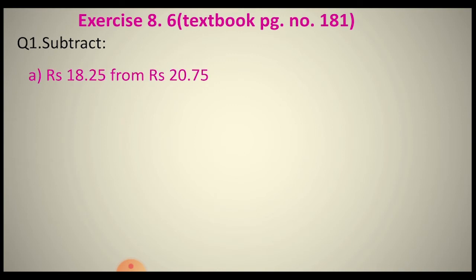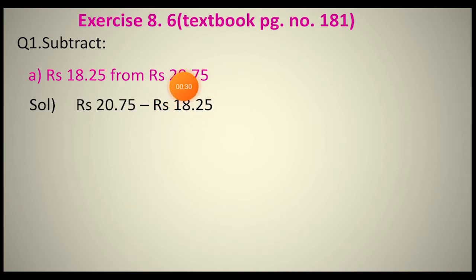Rupees 18.25 from 20.75 we need to subtract. So how do we do this kind of question? We need to arrange the number which is given after the word from first, and after that number we write the subtraction sign, and then we write the number which is given before the word from. So here we wrote rupees 20.75 minus rupees 18.25.